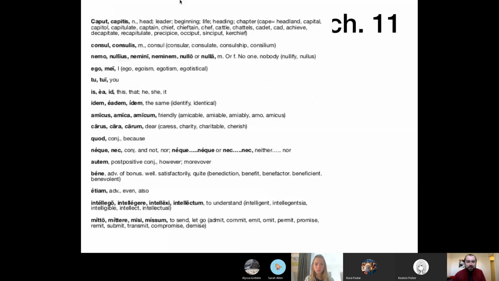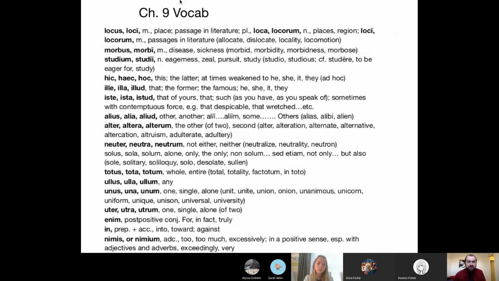Locus, that's easy, like location. Morbus is disease. You're going to get that mixed up with the word for death. Studium can just be study. That's easy. Hic and illa we'll talk about a lot. And then we have a bunch of adjectives like alius, alter, both mean kind of other. Neuter means neither, literally just neither. Totus is whole or entire, like total. Ullus is any, whereas nullus is none. Unus is one. And the last one is enim, you're going to forget, but that's just a conjunction. It means like, in fact.